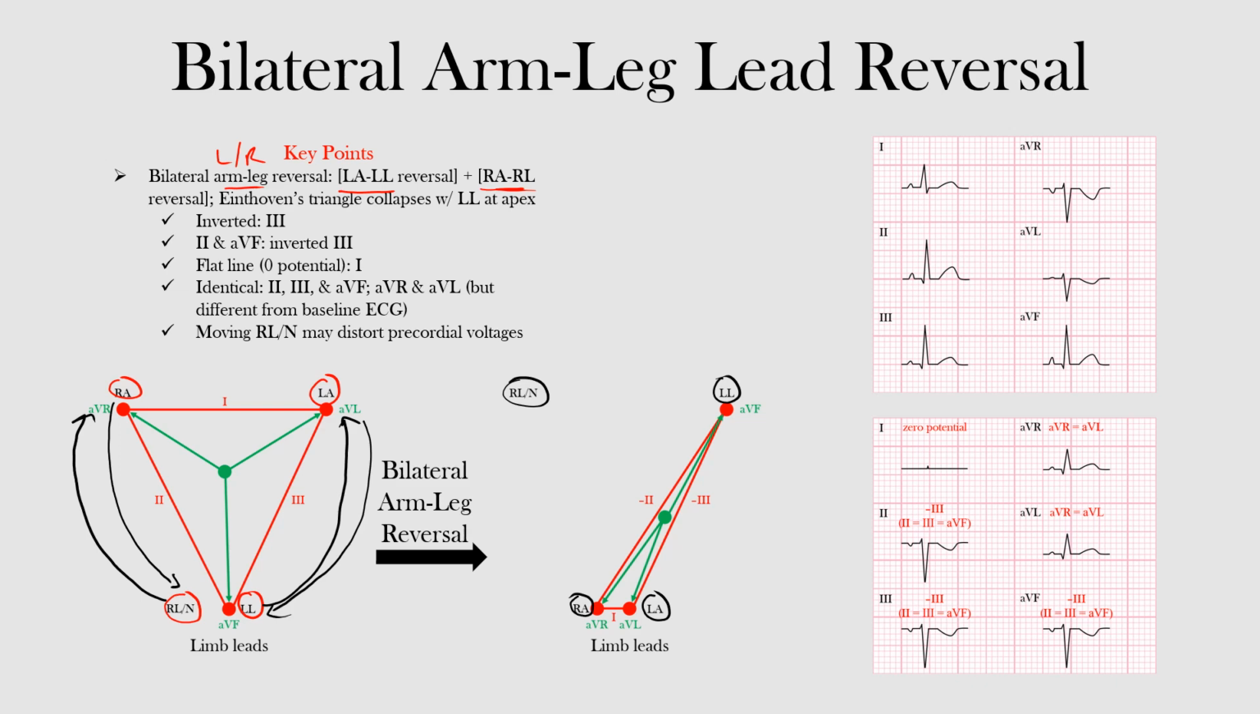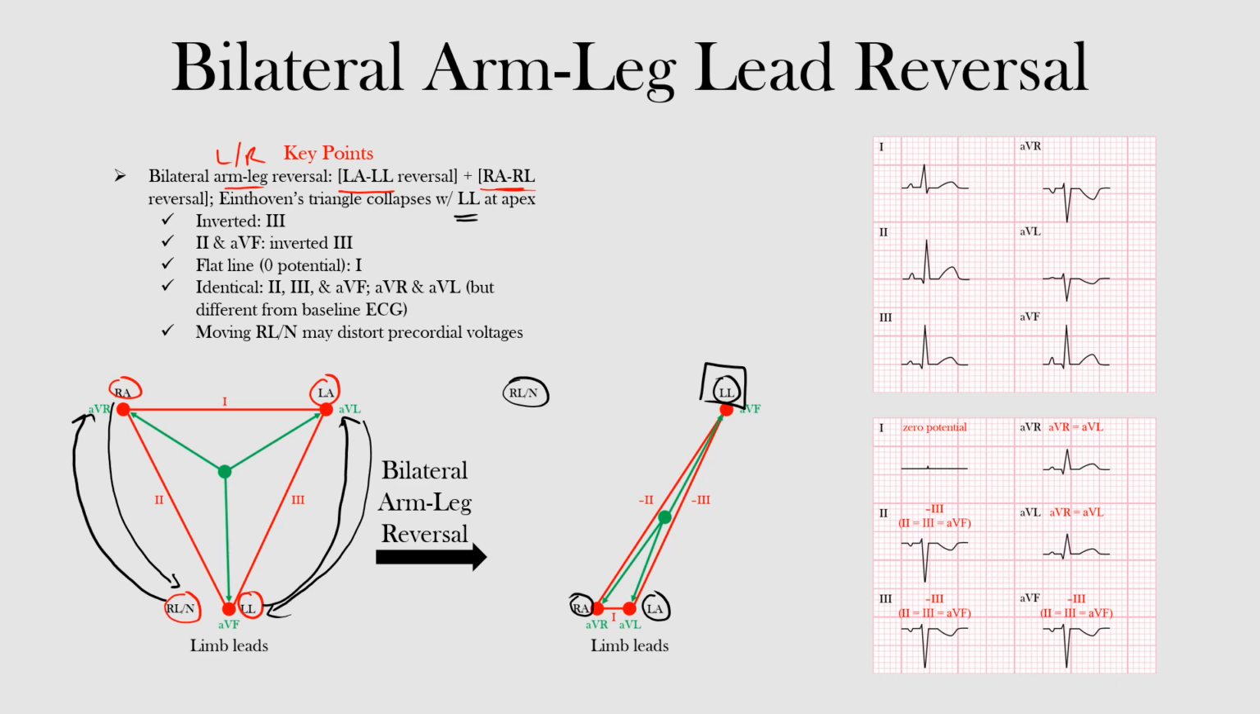Now, what we said here is that the left leg will be at the apex of this thin slice. So we have the left leg now sitting up here at the apex of this triangle. Both the right arm and the left arm electrodes are adjacent at the feet and record nearly identical voltages. Therefore, the difference between them is negligible, and lead 1 will be a flat line with zero potential.